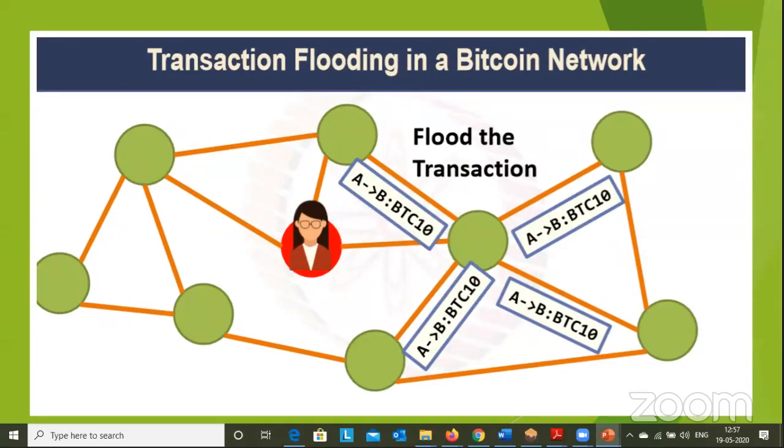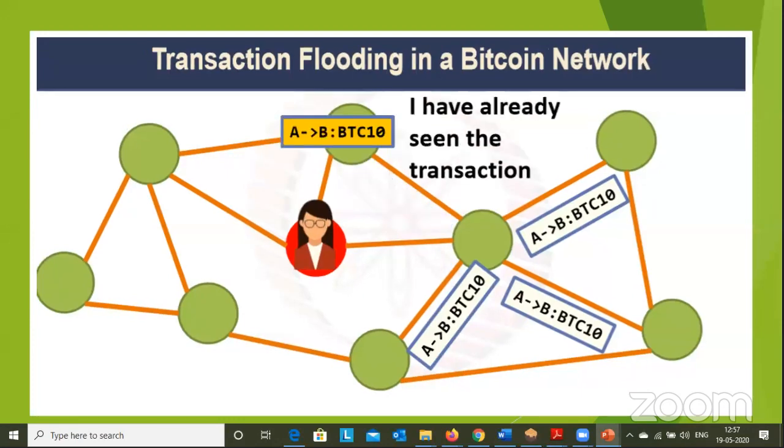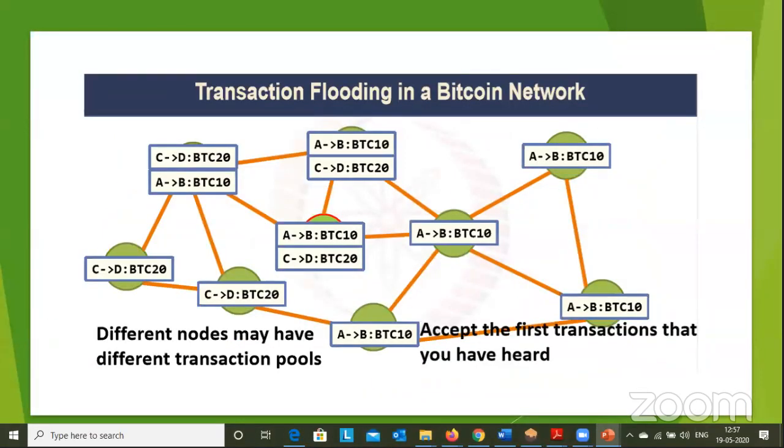Other nodes also flood these transactions across the nodes, as in the slide here. You can see that the node is again sending the same transaction to a node which has already seen it, so it says, I have already seen this transaction. You can see this slide, transaction flooding in a Bitcoin network. The transactions will be spread like this whenever we are performing them.